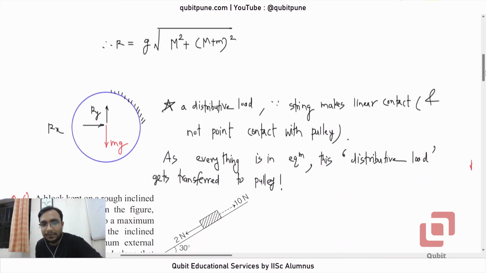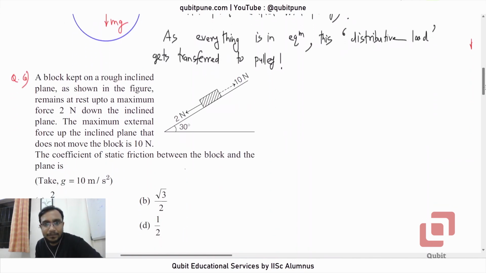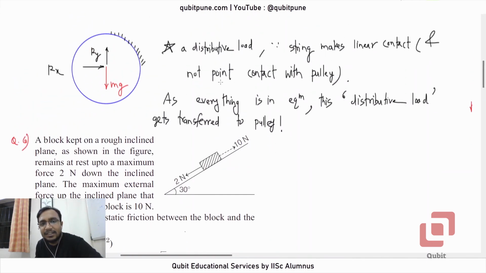Fine, let's go to question 6 now. See, because it doesn't make any point contact with the pulley, it becomes more and more difficult to actually come up with the net effect that the distributed load will have. But we have actually answered it indirectly, saying that the string will also be in equilibrium.